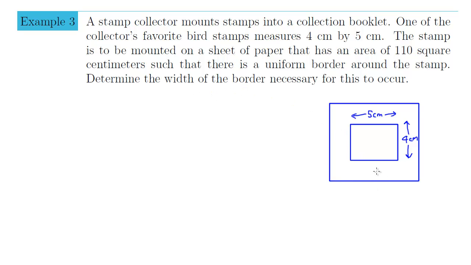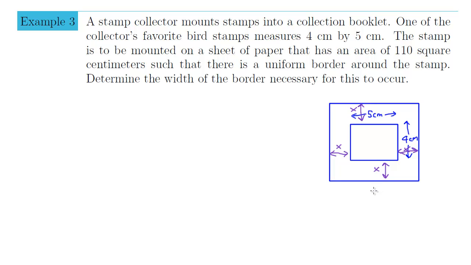Now, we don't know what that width is. In fact, that's what we're trying to figure out. So let me call that distance x. So x centimeters is how wide this border is. And because it's uniform, that means that this will also be x centimeters, and up here, this distance will be x centimeters, and over here, this distance will be x centimeters. Does that make sense? So it's the same all the way around. All right, so there's our picture.